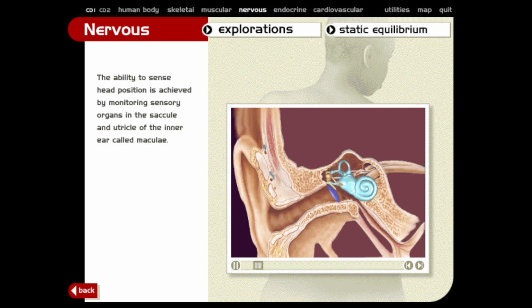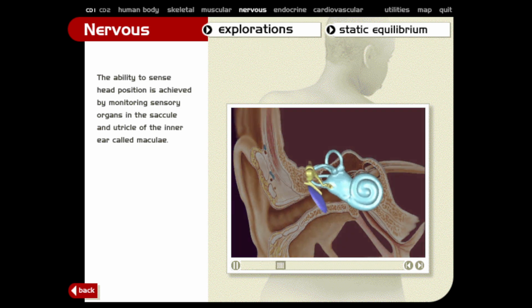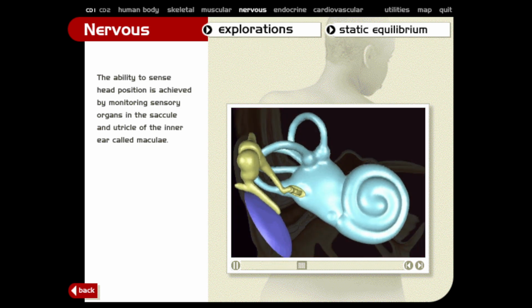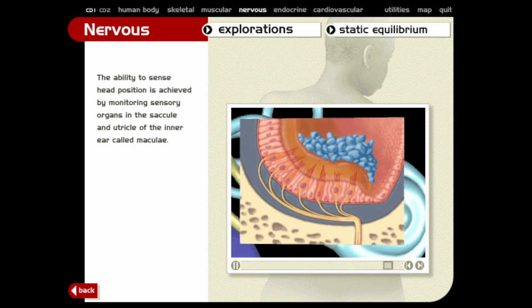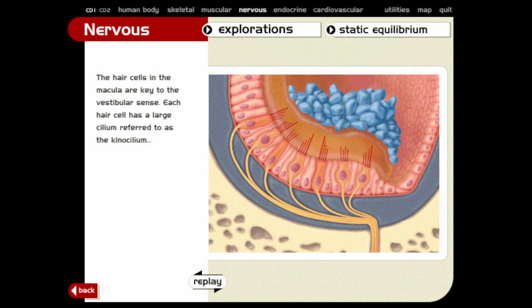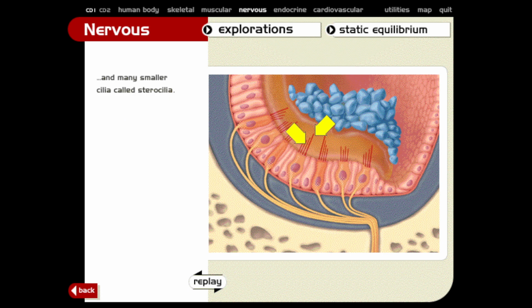The ability to sense head position is achieved by monitoring sensory organs in the saccule and utricle of the inner ear, called maculae. The hair cells in the macula are key to the vestibular sense. Each hair cell has a large cilium referred to as the kinocilium, and many smaller cilia called stereocilia.